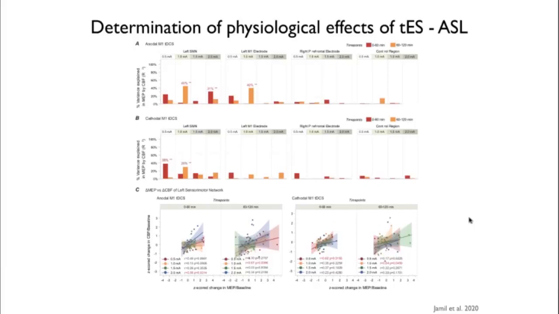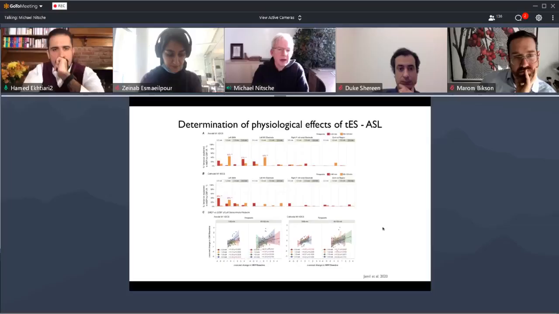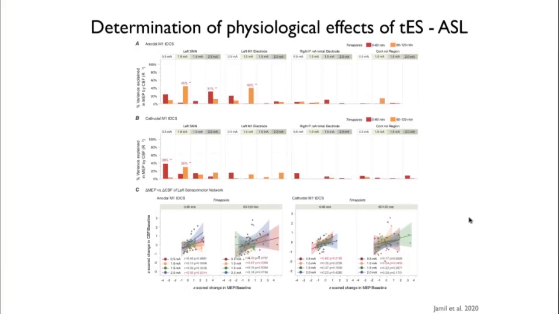We then compared the effects of TDCS on cerebral blood flow with the effects on MEP amplitudes. And what you can see in the upper row are the associations we see for anodal TDCS. You can see that especially for the early effects, we have a relatively strong association of 30 to 40% between these parameters. With cathodal TDCS, association was a bit lower.